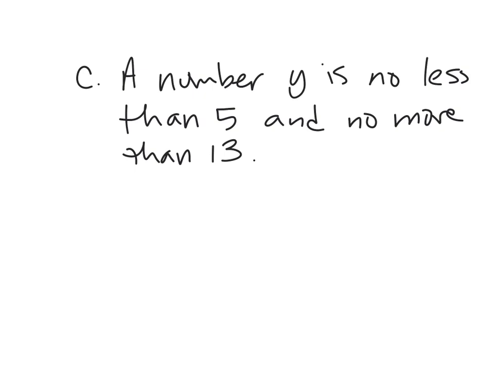All right, for this one, it's a compound sentence. A number y is no less than 5 and no more than 13. Where you see the is no less than and no more than, you're going to have two signs here. So we have y, right? A number y. And the first thing it tells you is no less than 5. So what sign is that giving you? That y is what? No less than 5 means y has to be at least 5, right? So then y is going to be greater than or equal to 5.